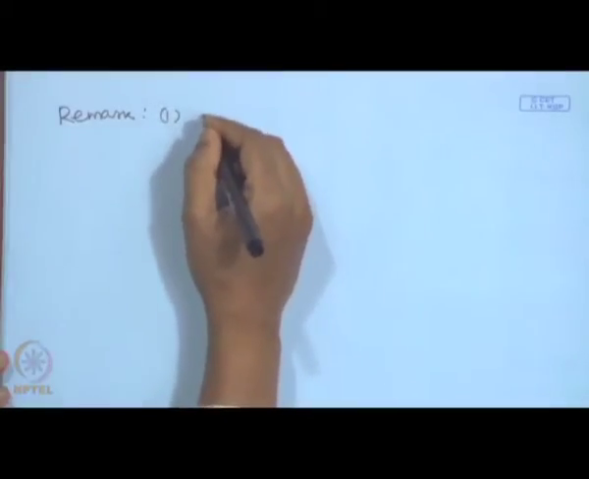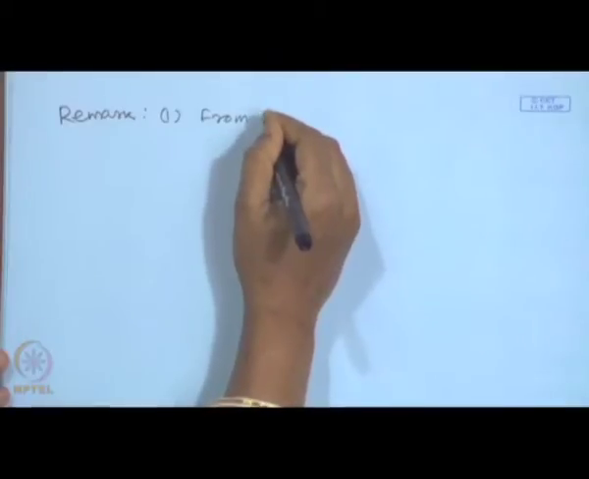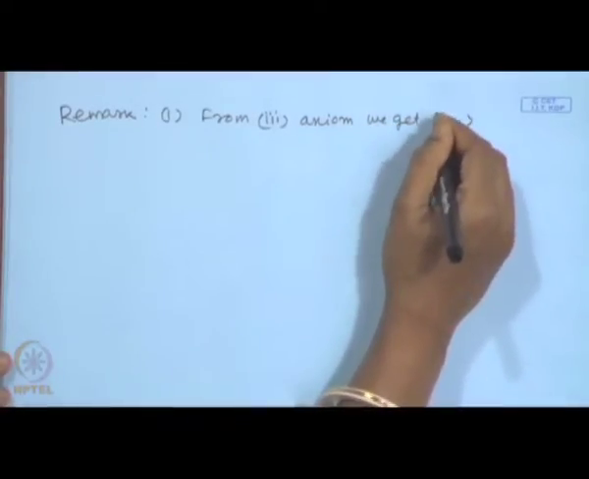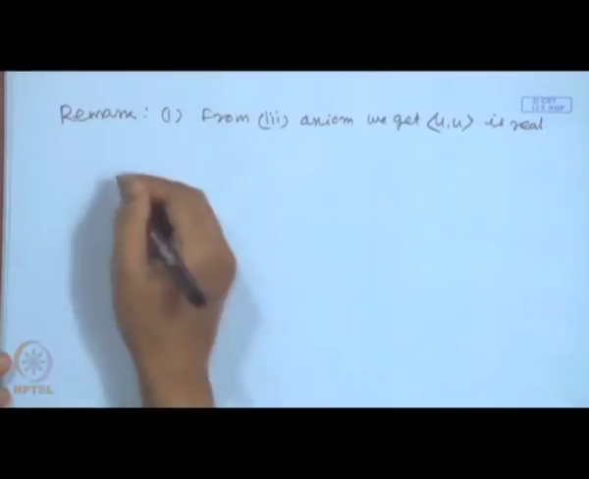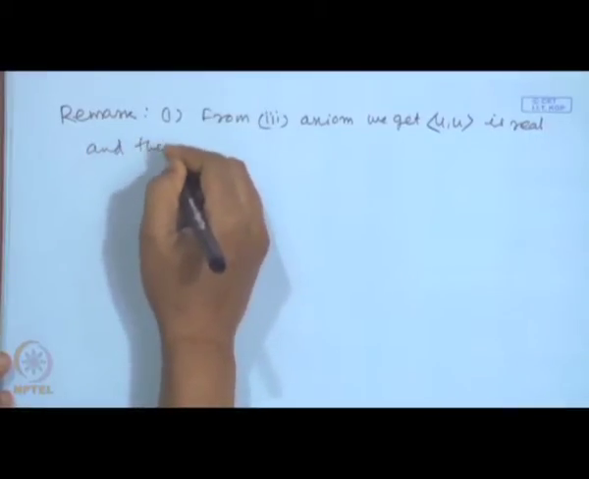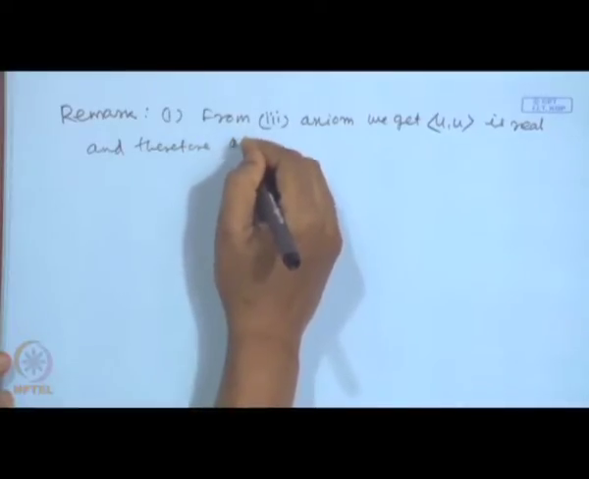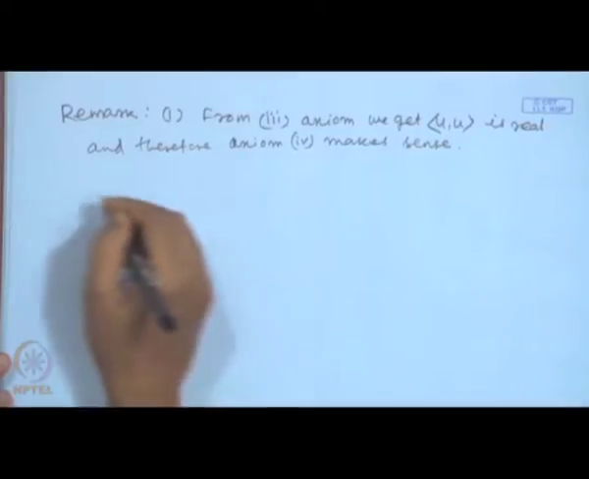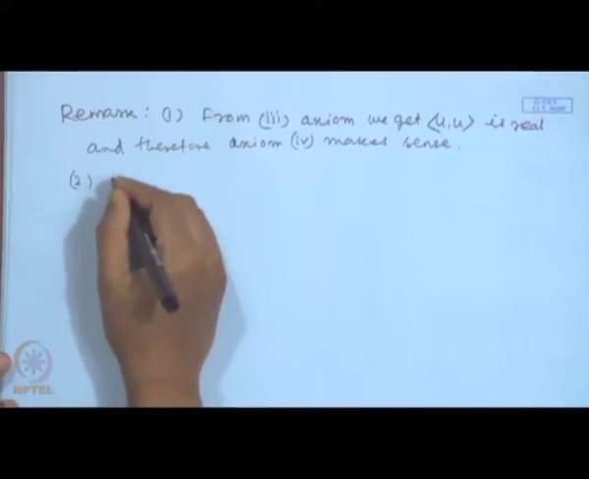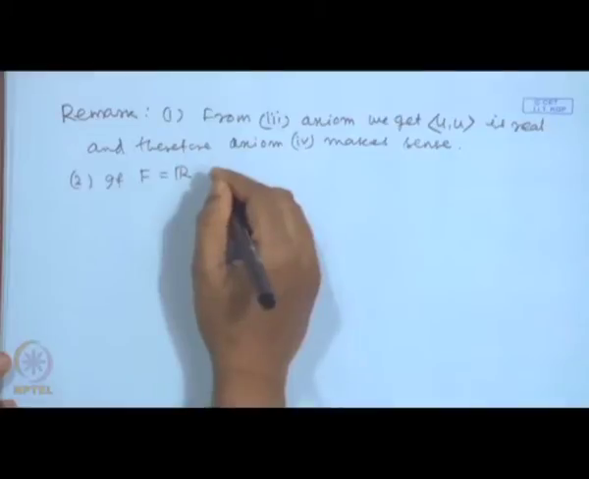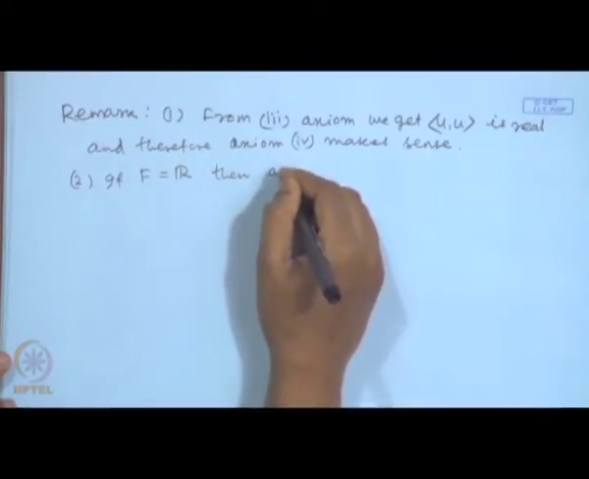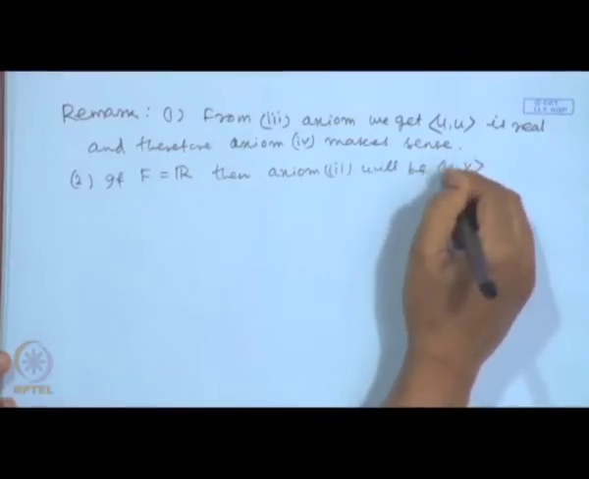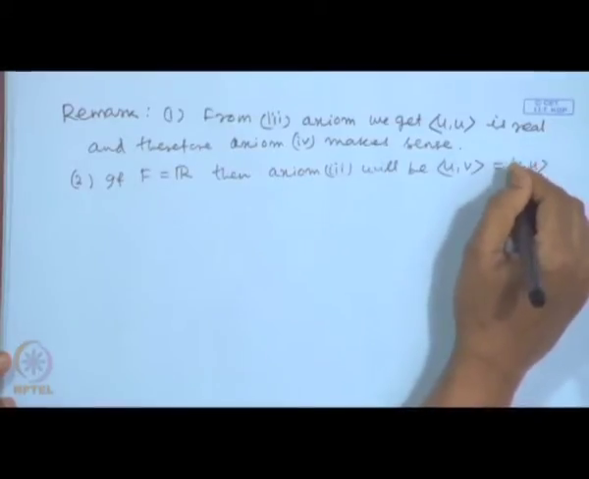First one is that from the 3rd axiom we get that the inner product of u with itself is real, and therefore axiom 4 makes sense. The second remark is that if the field F is the real field, then the third axiom will be that the inner product of u, v is equal to the inner product of v, u, or in other words it is symmetric.